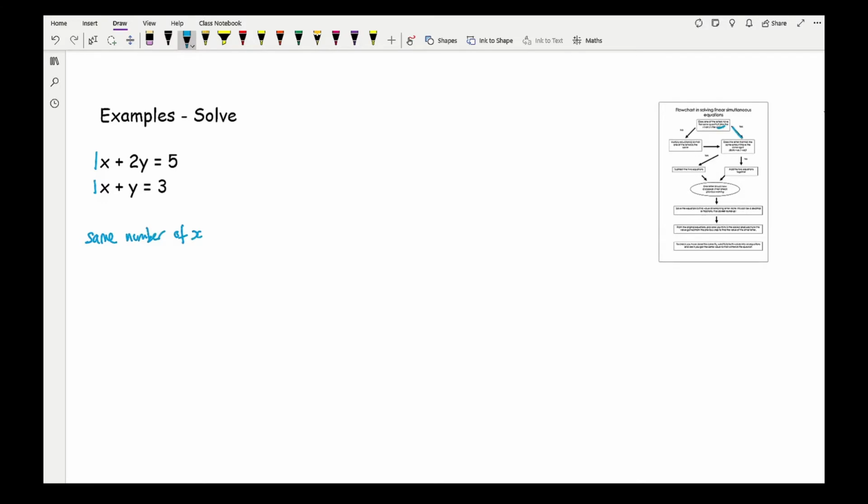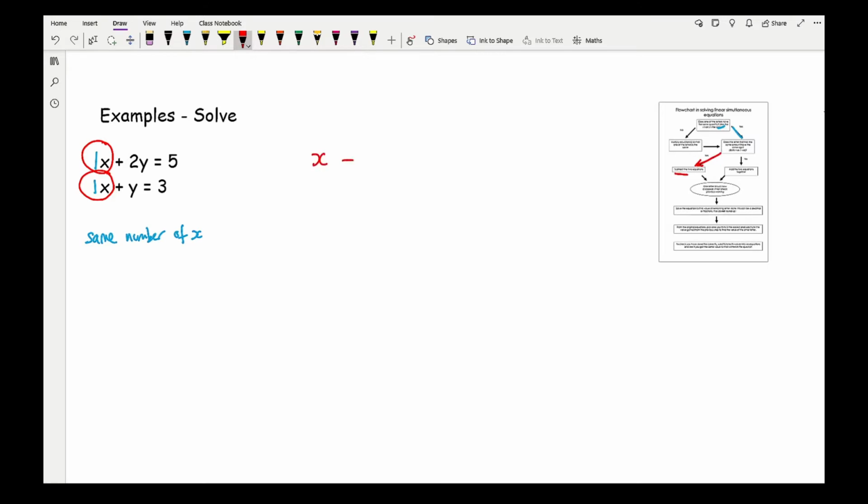The next thing I need to look at is the sign of the letter that I've got the same. As the x is the same, I've got to look at the sign of both the x's. Here they're both positive, so they're both the same. So what I then need to do is subtract both equations. Are the signs the same? Yes. So I need to subtract both the equations.